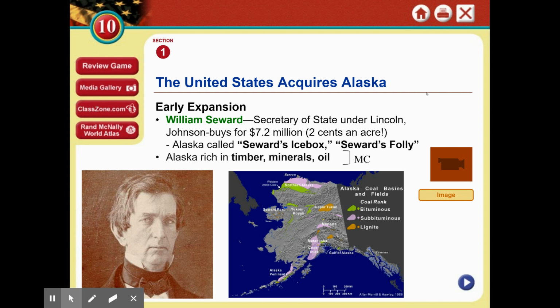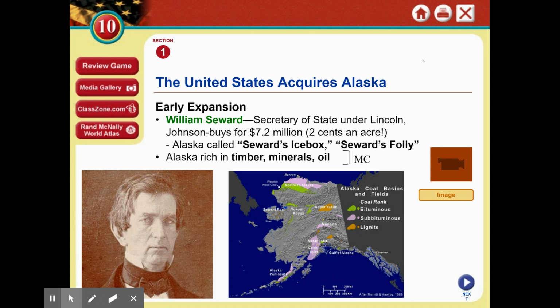So on the test, it will ask you about the earliest acquisition, and a lot of people miss that question. The earliest acquisition was Alaska, well ahead of the time period.